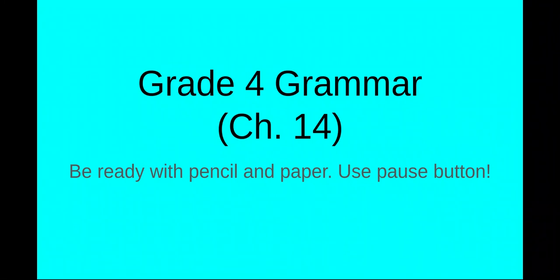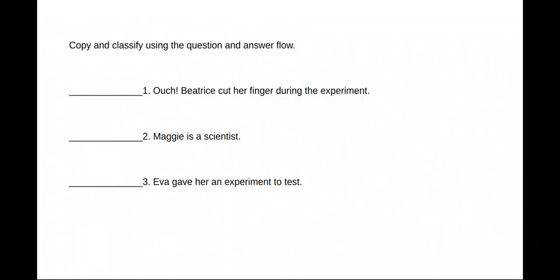Get your pencil and paper ready and please use that pause button as I go. Here are the sentences I would like you to copy and classify using the question and answer flow that we use in class. Sentence 1. Copy. Ouch, Beatrice cut her finger during the experiment. 2. Maggie is a scientist. 3. Eva gave her an experiment to test.